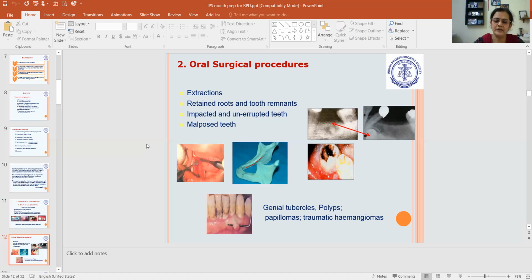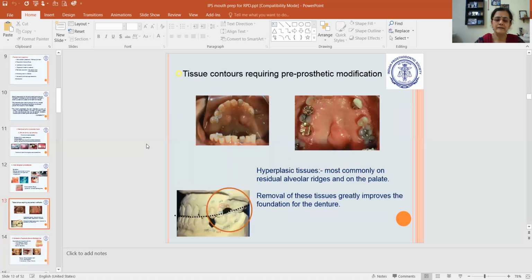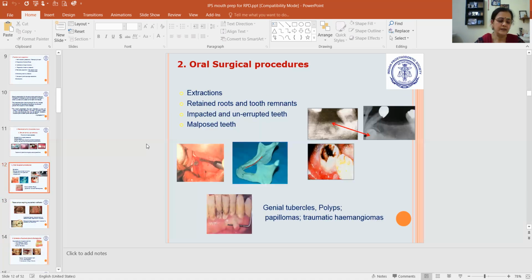At the same time, genial tuberculosis, polyps, papillomas, or traumatic hemangioma should be excised by surgical procedures. If these retained structures are not removed, they may aggravate the pathosis, or may develop symptoms after a period of wear of the prosthesis. Similarly, cyst or odontogenic tumors may interfere with seating and removal of the denture and eventually cause soreness. So this should be excised.